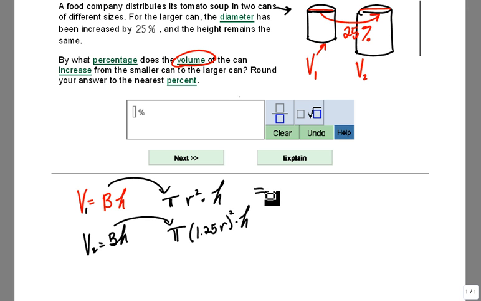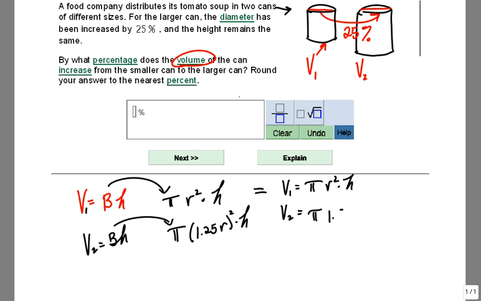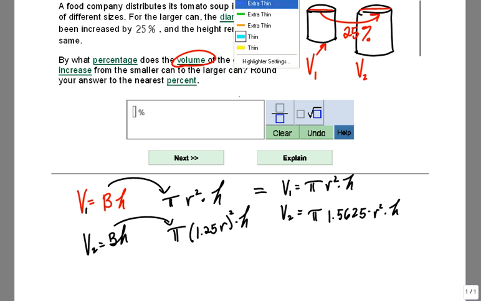1.5625. So here our volume of 1 is going to be pi radius squared times height, and our volume 2 is going to be pi 1.5625 times whatever the radius squared is times the height. So we know that our volume, if you compare here, this is 1, this is 1.5625.